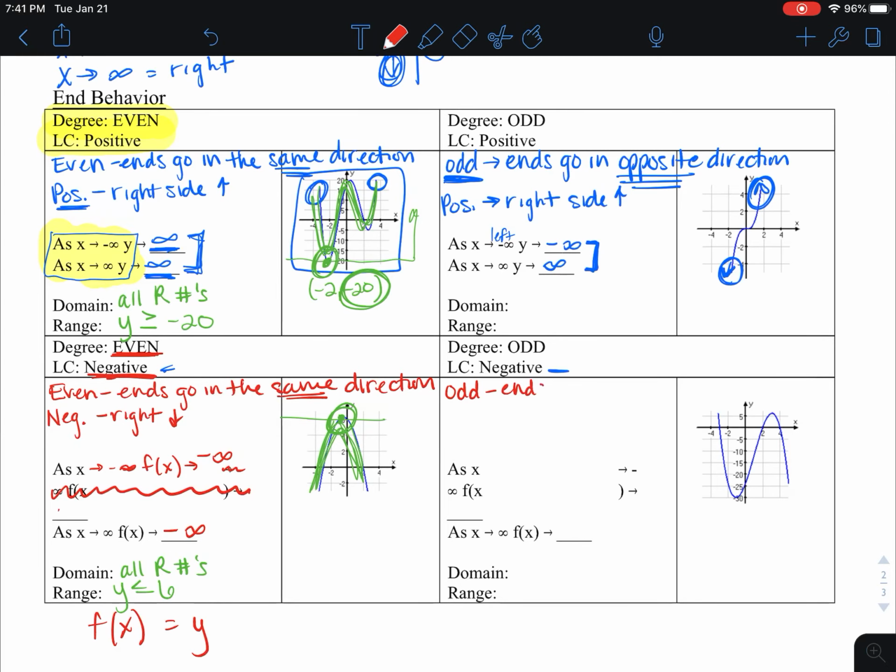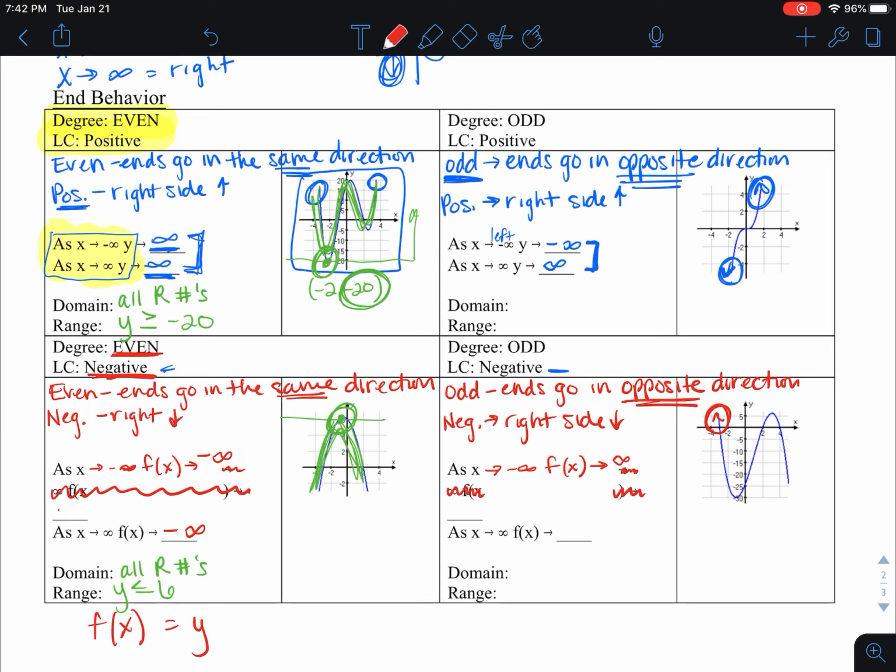Okay? All right. So then looking down here, again, we have odd. So that means the ends go in opposite directions, odd, opposite. And then this is negative, which means the right side goes down. Okay. All right. So again, I apologize for the mess up on here, but your paper should be fine. As x goes to -infinity, f of x is going where? So -infinity is the left-hand side. I can see that this is going up. So this is going to positive infinity.